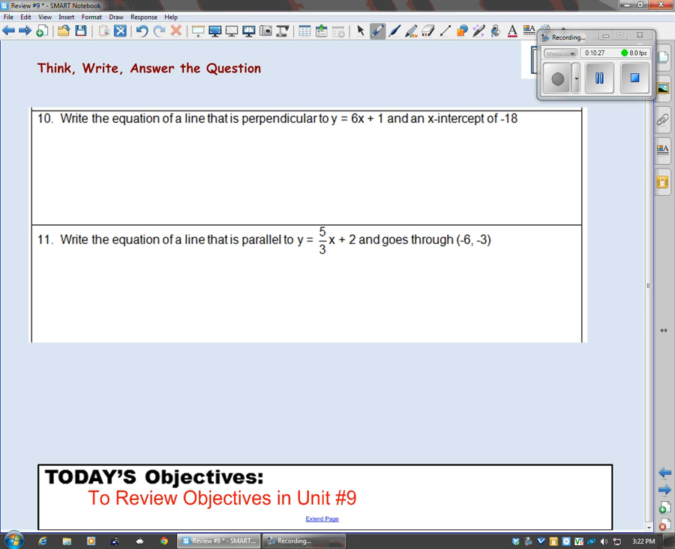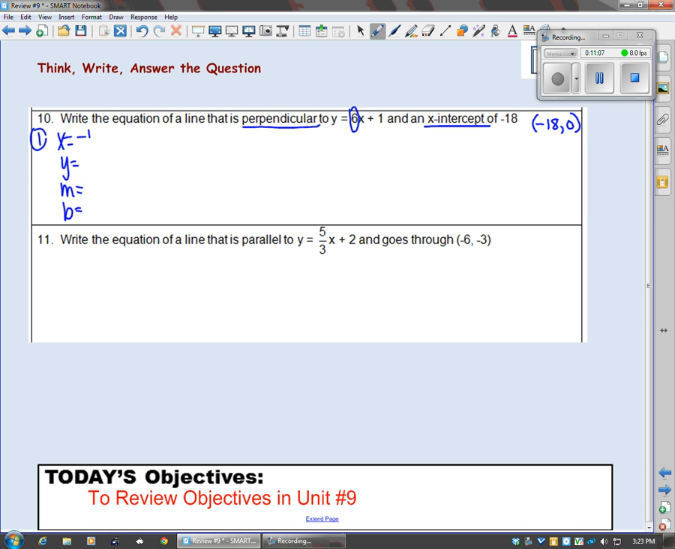Number 10. Write the equation of the line that is perpendicular to y equals 6x plus 1 and has an x-intercept of negative 18. That tells you that your x-coordinate is negative 18 while your y-coordinate is 0. Okay, different from y-intercept. Some of you may be saying, well, why didn't we do that when we had y-intercept? Y-intercept is already your beginning. It's your b. X-intercept, we don't have that for. So, sorry, let me write these in the same order as we always do. x equals, y equals, m equals, b equals.